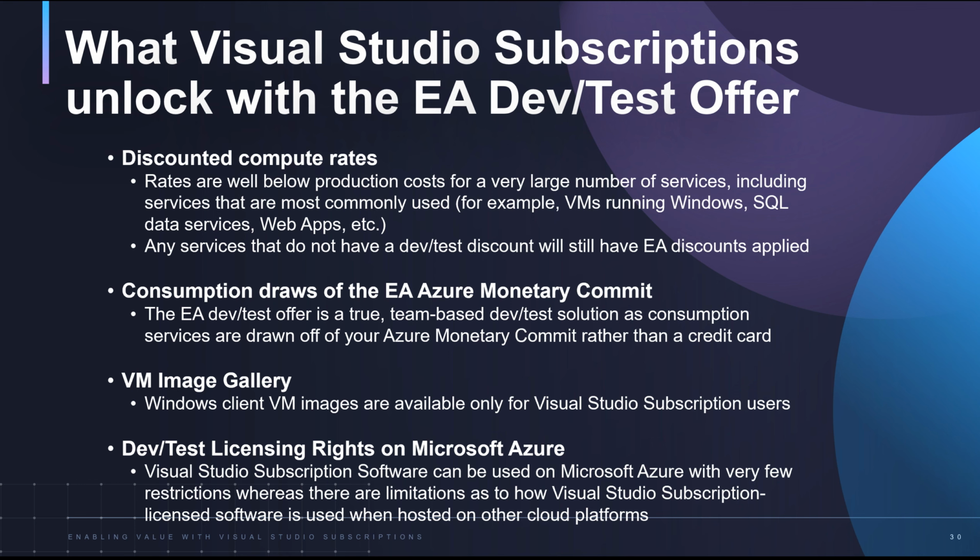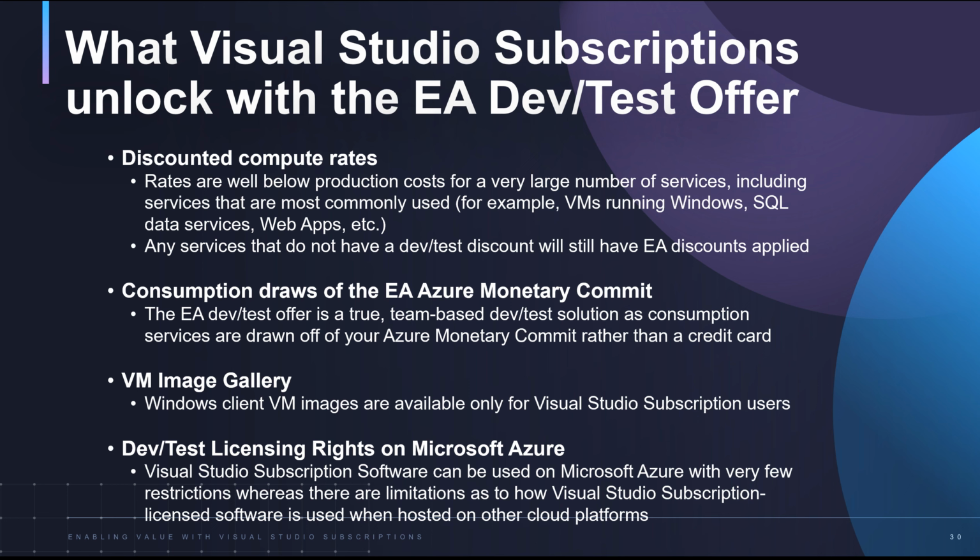We also provide the ability to draw off the Azure commit. As I mentioned in one of the previous slides around those credits, if you go over your credits allotment for that month, you have to pay by credit card. The EA Dev Test offer does not do that. Basically it draws off of a commitment that your company has made to Microsoft for Azure spend. So there is no limit unless your company has created a limit within your subscription, which is pretty common as well, but you don't have to put in a credit card at any point.